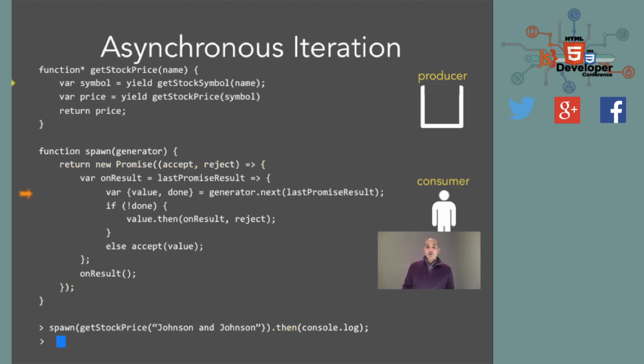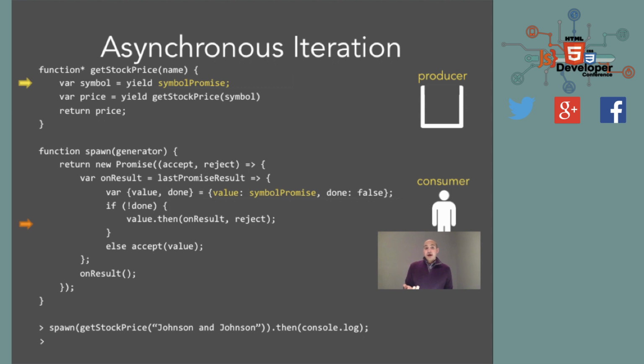So the first thing we do is we call next on the generator, and notice here on the top screen that we've paused here at the very first line of that generator when we come across a yield. getStockSymbol evaluates to a symbol promise, which we yield, and notice now in the spawn function, the symbol promise is now being assigned to the value property.